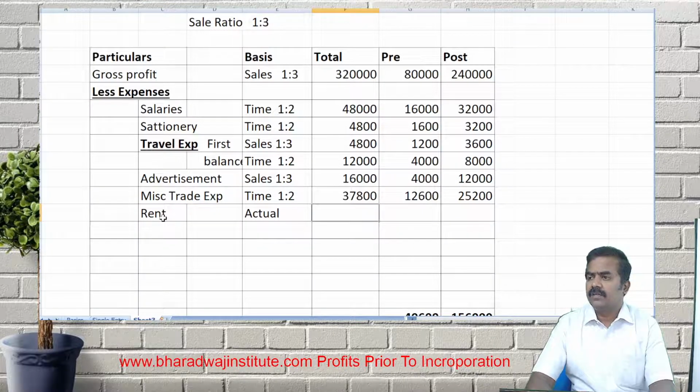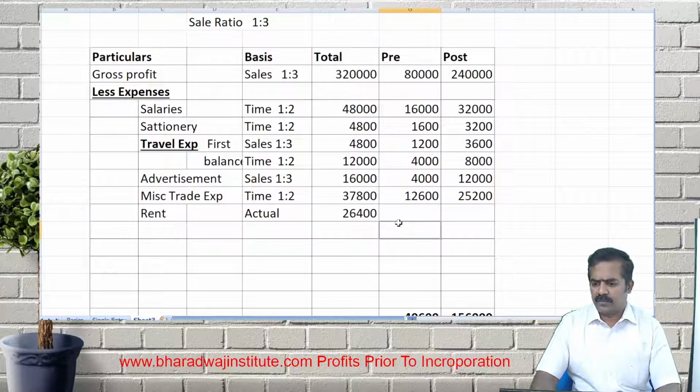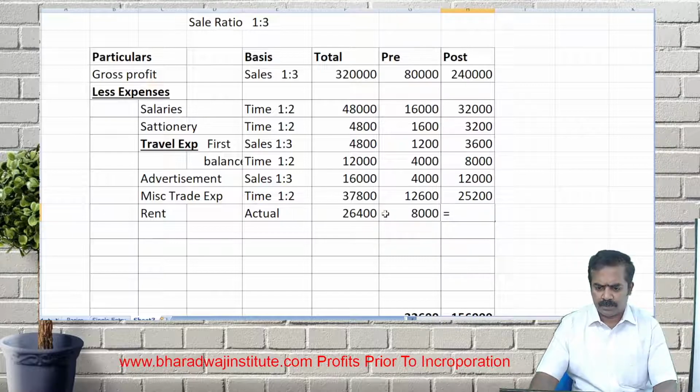What is the total given? 26,400. Rent was first 4 months எவ்வளவு rent இருக்கு? 2000 into 4. எவ்வளவு வரும்? 8,000. First 4 months it would have been 8,000. Balance for post.